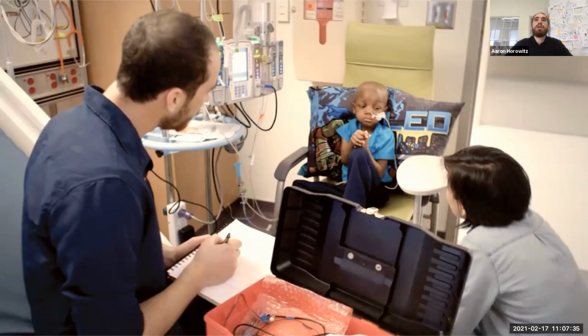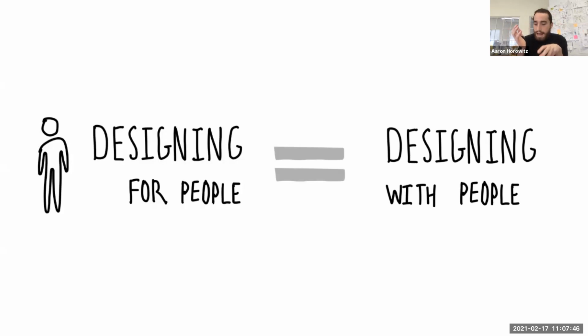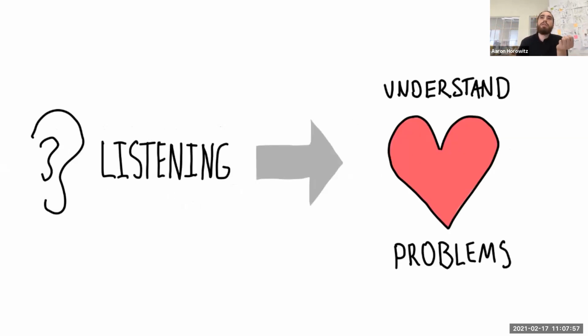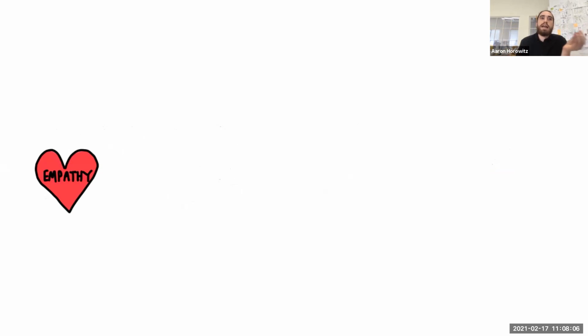And the real power of this process is listening. When we set out to design for people, what we really are doing is designing with people. And at the heart of designing with people, it's all about listening. So we go out, we do these qualitative interviews, we listen to these end users, and our whole goal is to understand their problems and to develop empathy. Starting with that core of empathy, our process builds out.